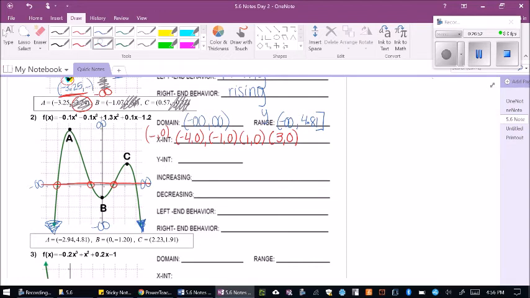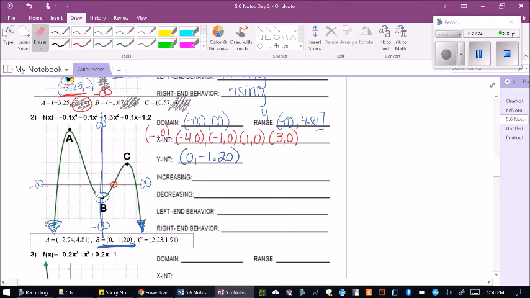The y-intercept is where it's crossing the y-axis, so I've highlighted that blue. And I'm going to see that that would be right here at B, actually. And so this is going to be one of the few times that you can't read the value. It's not at a nice point, but I gave you that value as one of your points. So it's going to be 0, comma, negative 1.20.